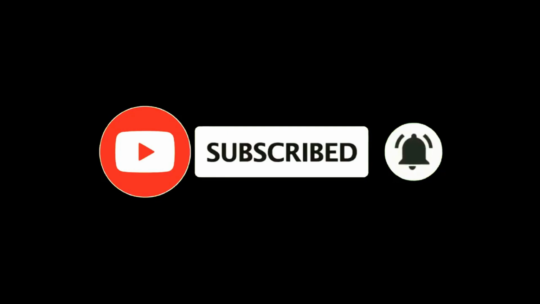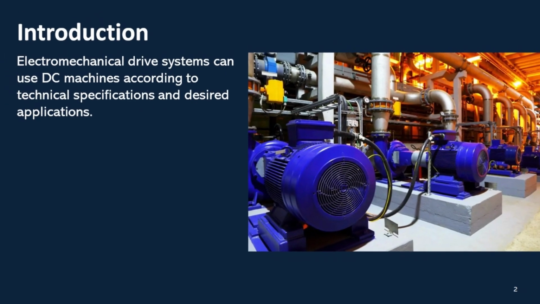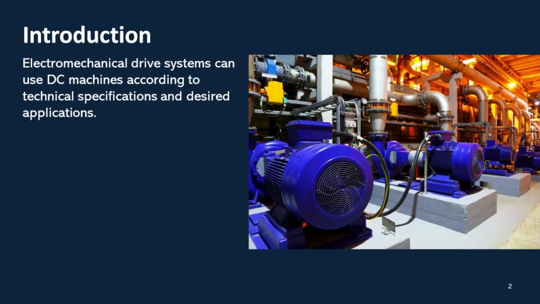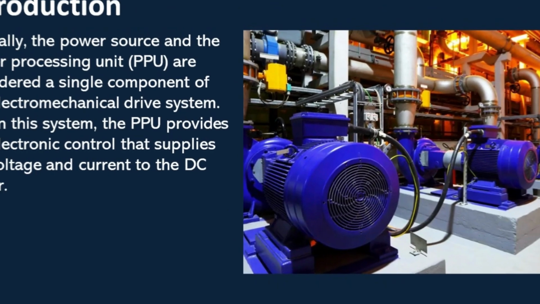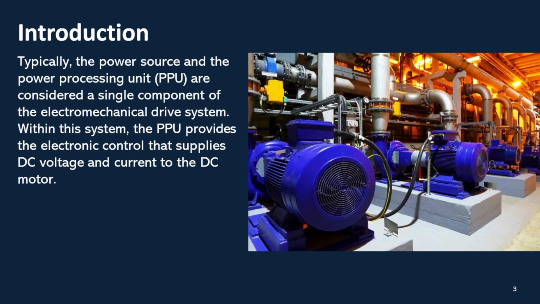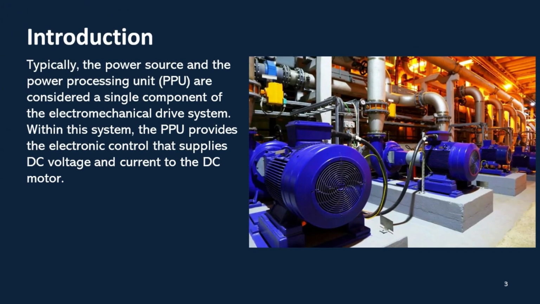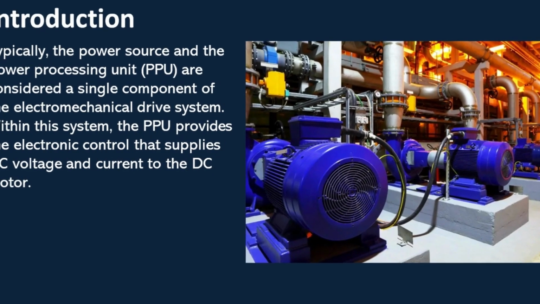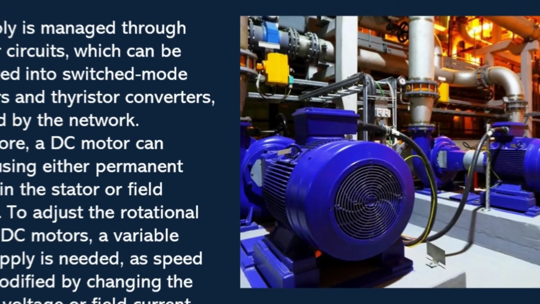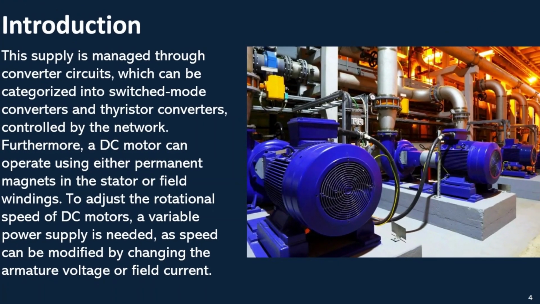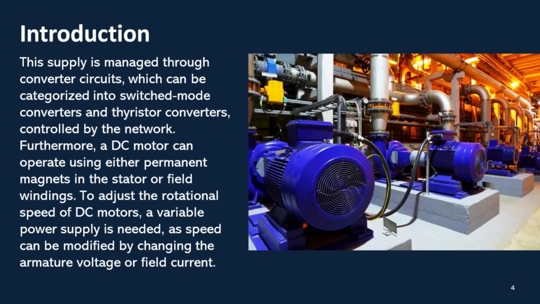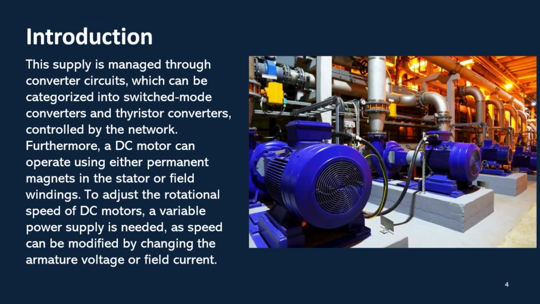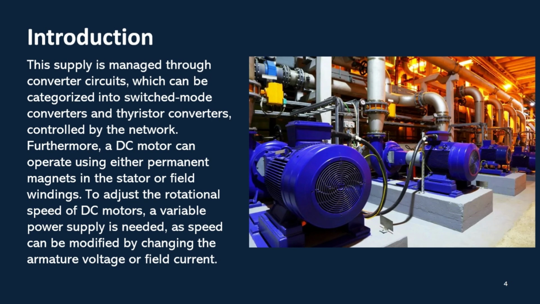Electromechanical drive systems can utilize DC machines based on technical requirements and intended uses. Typically, the power source and the power processing unit, PPU, are viewed as a single component within the electromechanical drive system. In this setup, the PPU delivers electronic control, supplying the DC motor with the necessary DC voltage and current. This supply is regulated through converter circuits, which are classified into switched-mode converters and thyristor converters, both controlled by the network. Additionally, a DC motor can function using either permanent magnets in the stator or field windings.